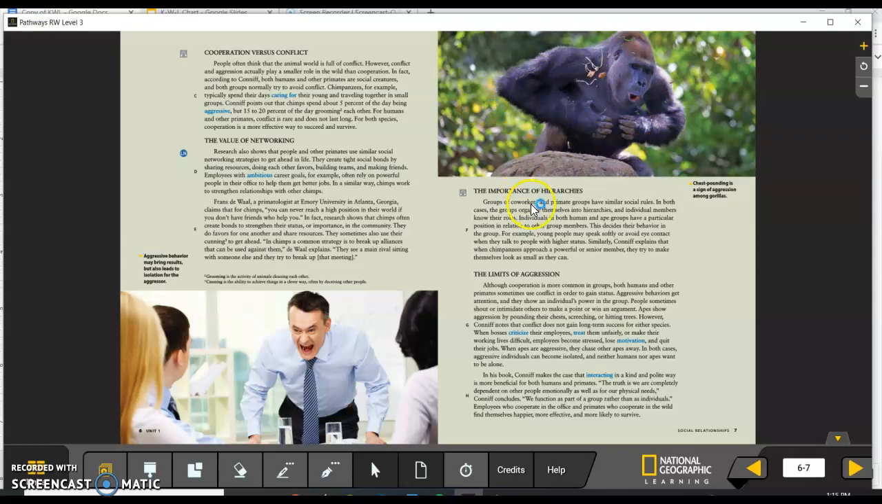We can also take a look at some of these headings here. For example, we see cooperation versus conflict, the value of networking, the importance of hierarchies, and limits of aggression. So maybe we don't know all the meanings of these words, but that's okay. We can still fill our KWL based on what you already know.